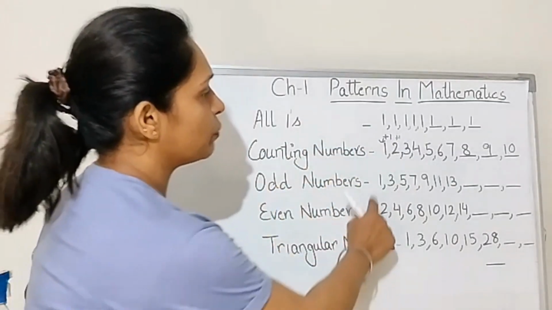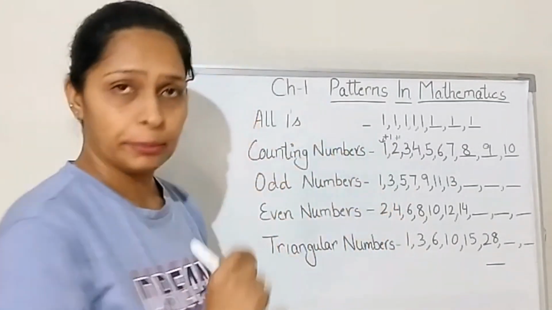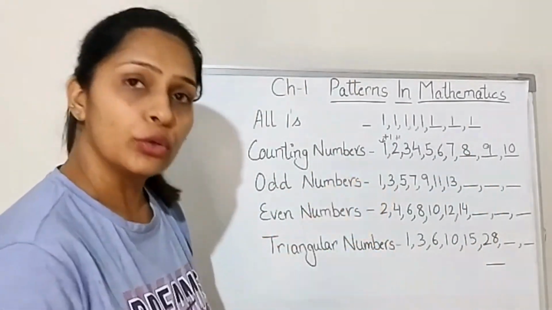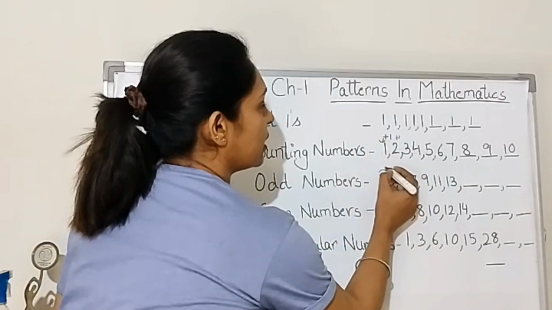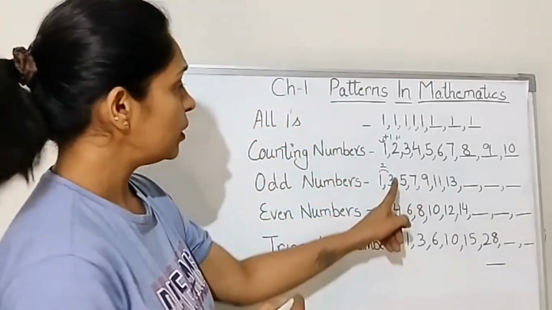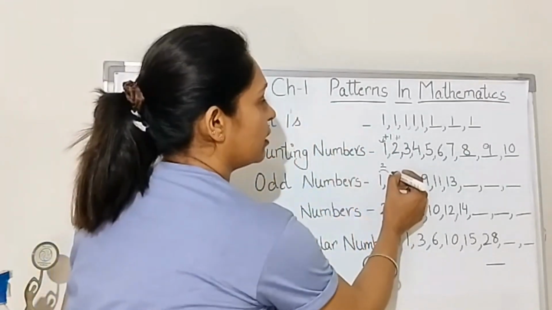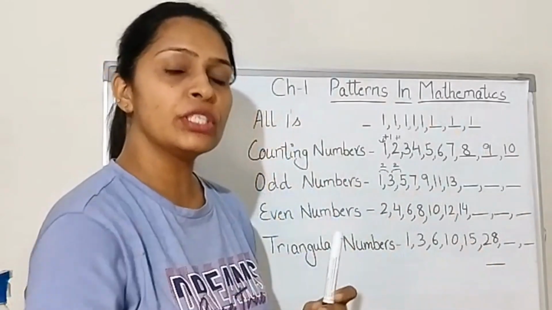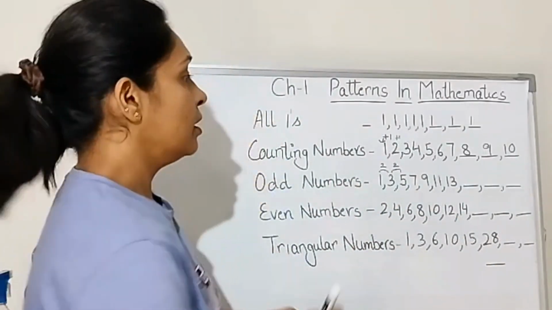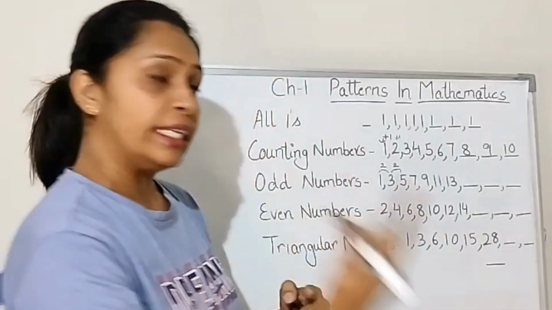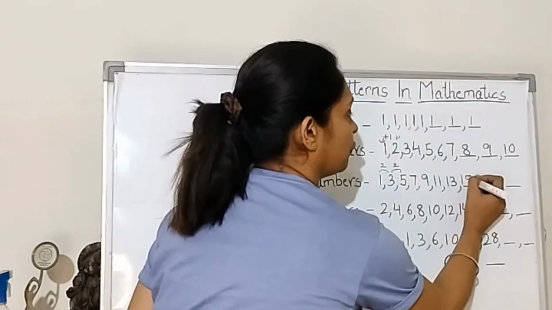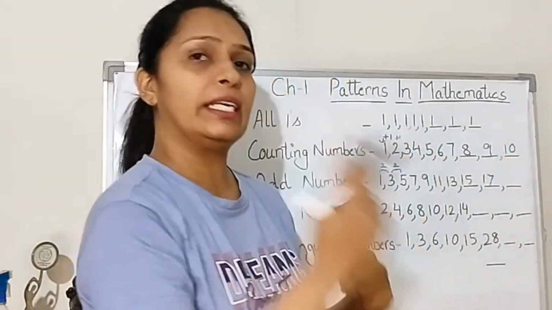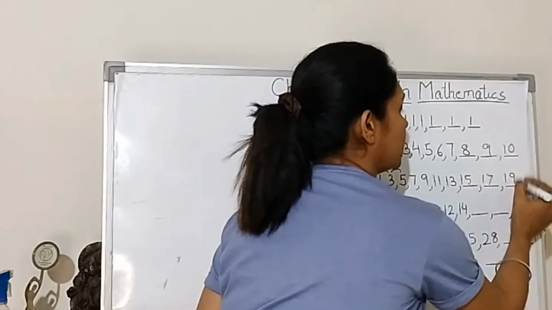Simply, what is the difference between 3 and 1? Because 3 is the next number. So 3 minus 1 is 2. It means their difference is 2. 5 and 3, again the difference is 2. It means that if I have to find the next numbers, I have to keep adding 2 to it. So it's 13. 13 plus 2 gets me 15. Then 15 plus 2 is 17. 17 plus 2 is 19.